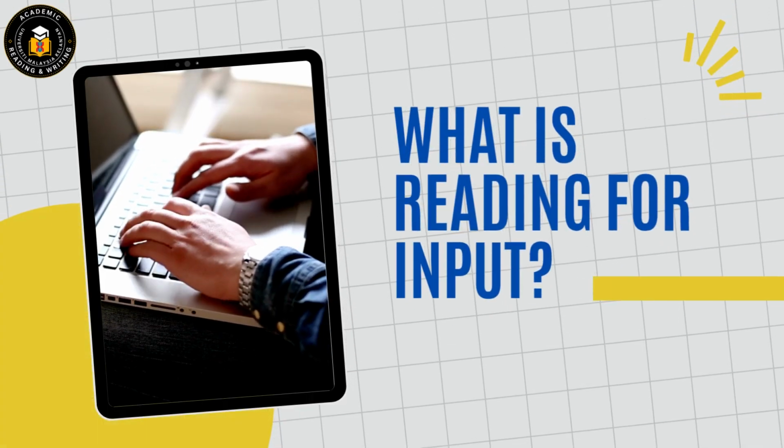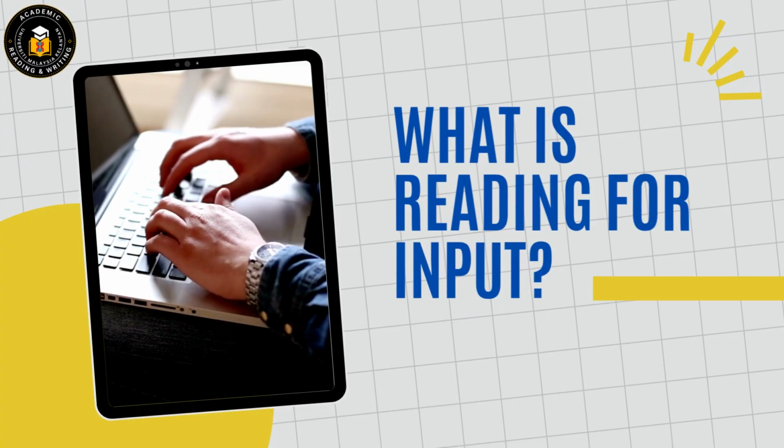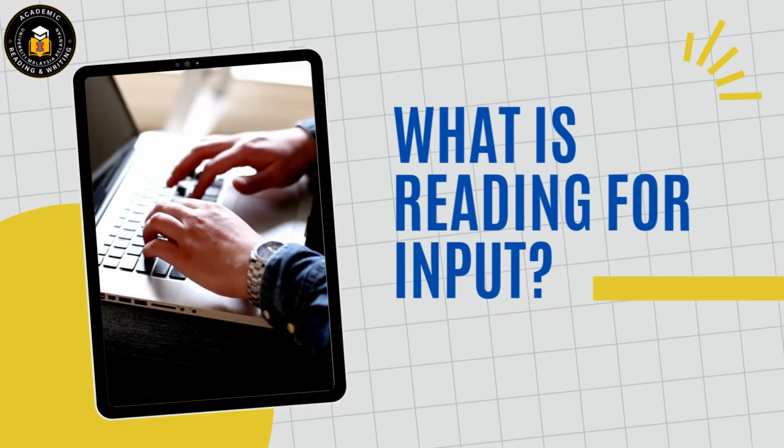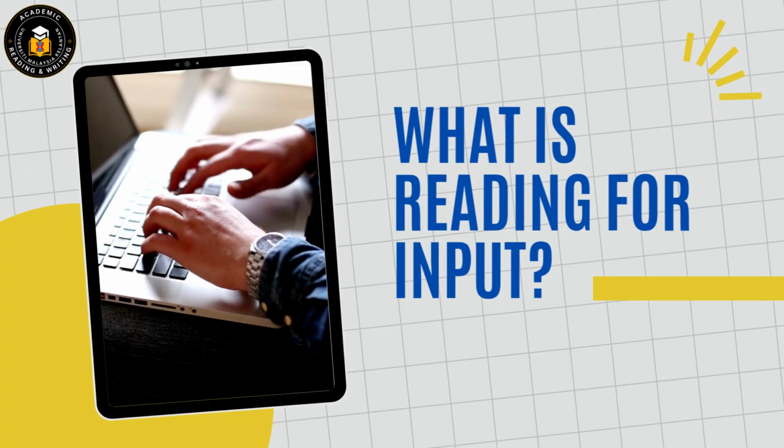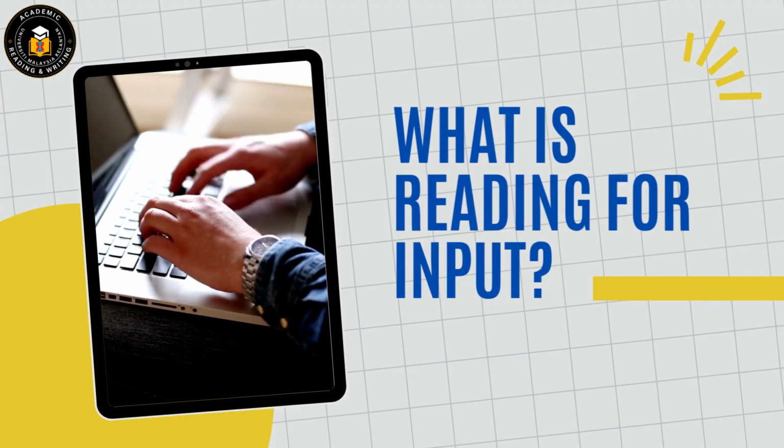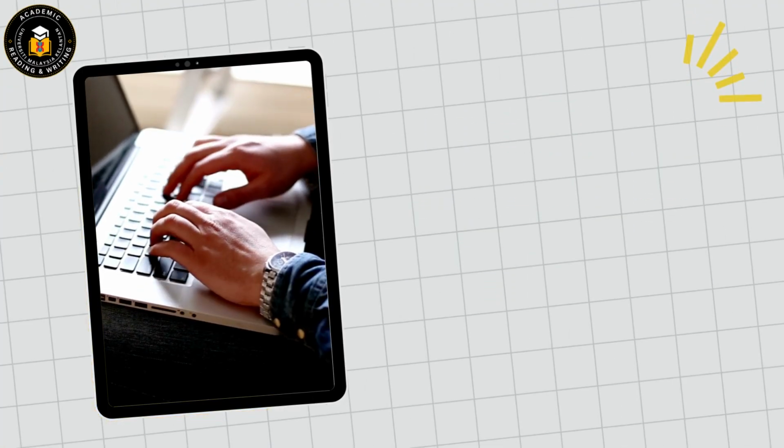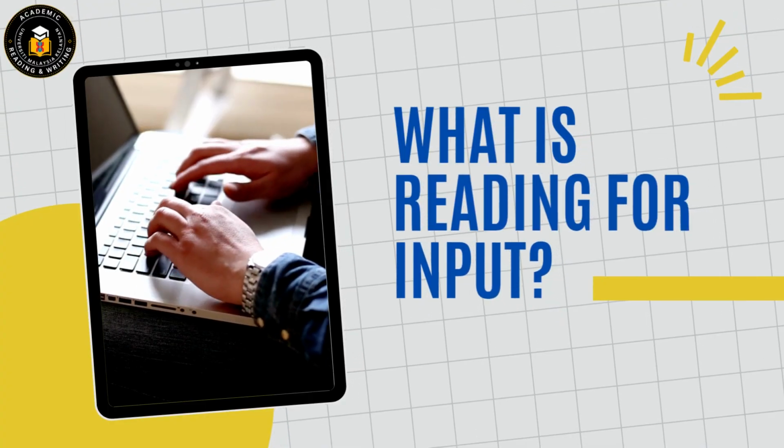Reading for input is all about how we interact with text to gather information that will support our own thinking and writing. It's not just about understanding, it's about engaging critically, selecting what's useful, and shaping it into knowledge that we can use in our writing.